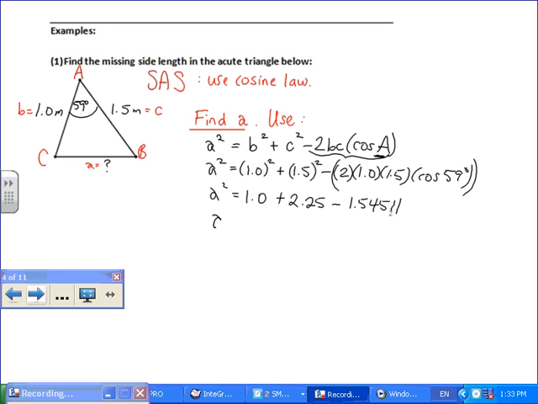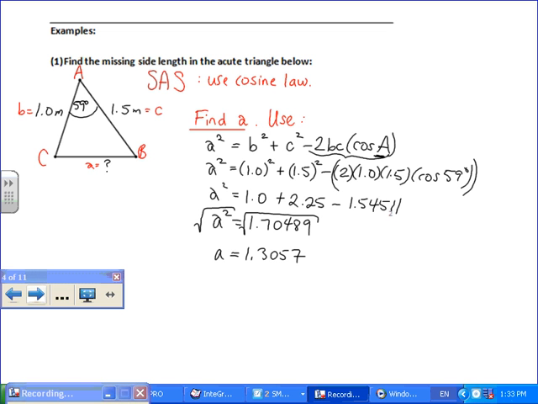So let's simplify this now. We have 1 plus 2.25 minus 1.54511, and we get 1.70489 if I keep the same number of decimal places here. And that's the value of side length A squared. So I just need to square root this now in order to get A. So A is equal to the square root of 1.70489, and that's 1.3057. Again, if I leave it to 4 or 5 decimal places. Now it's okay to round.